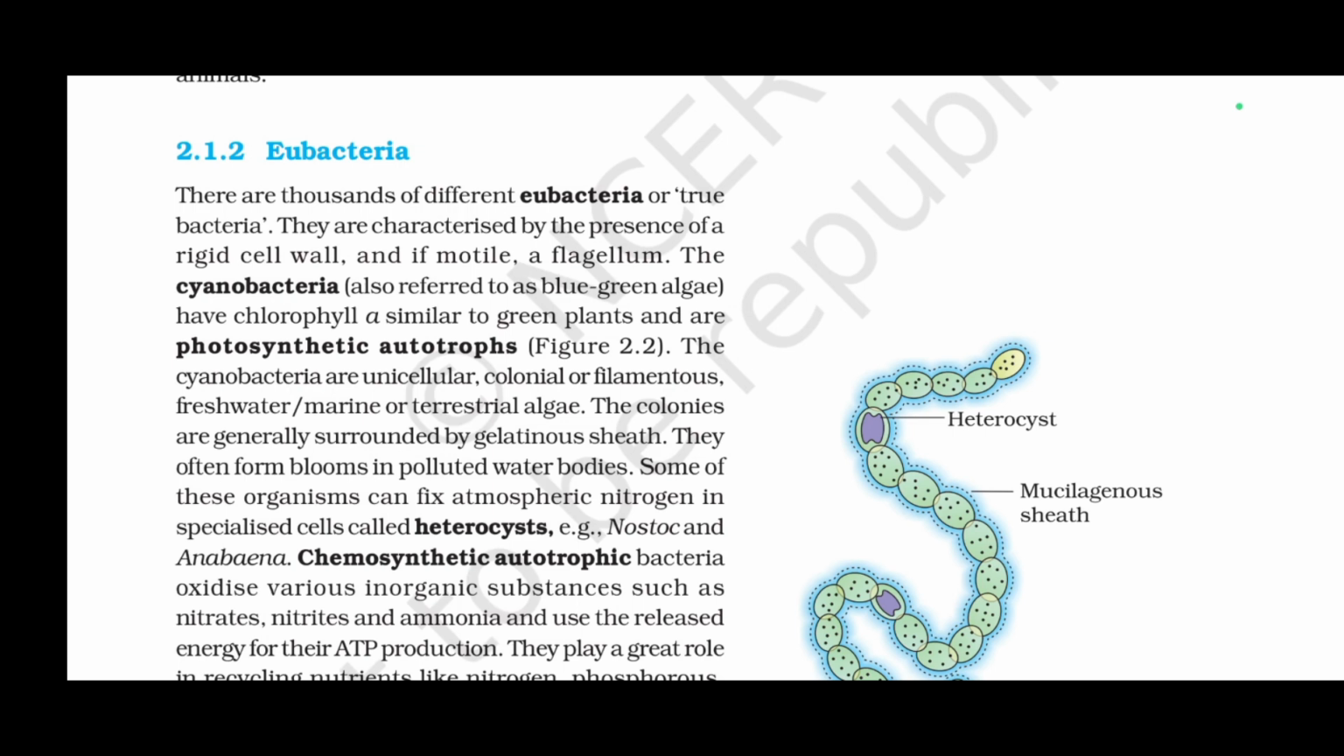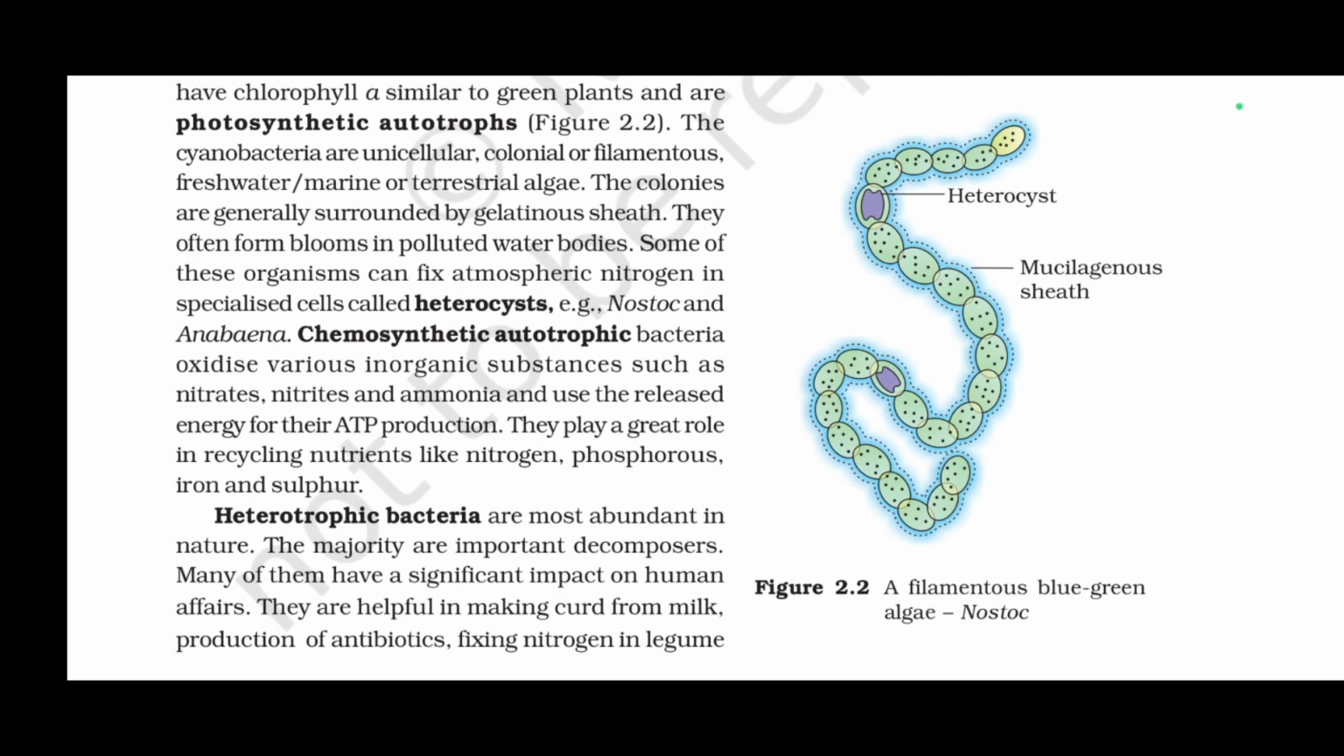They often form blooms in polluted water bodies. Some of these organisms can fix atmospheric nitrogen in specialized cells called heterocysts, for example, Nostoc and Anabaena. Chemosynthetic autotrophic bacteria oxidize various inorganic substances such as nitrates, nitrites, and ammonia and use the released energy for their ATP production. They play a great role in recycling nutrients like nitrogen, phosphorus, iron, and sulfur.